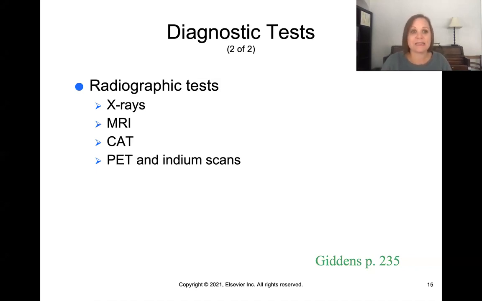And we can detect things like pneumonias through looking at a patient's lungs on an X-ray. And we could look at a bone to see if there's infection in a bone as well. So there's lots of different things we can look at visually through these radiographic tests.